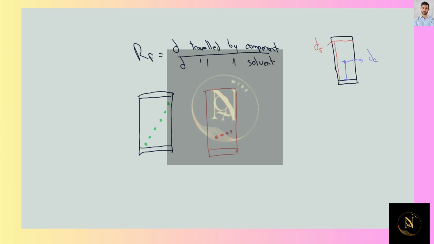So again, what you want, and the ideal case, is that the solvent is going to be the one that allows you to differentiate the different spots in your chromatographic plate.